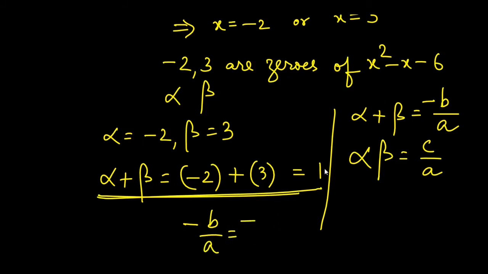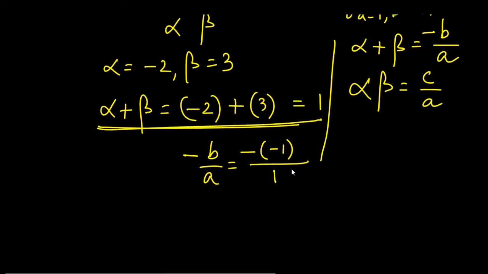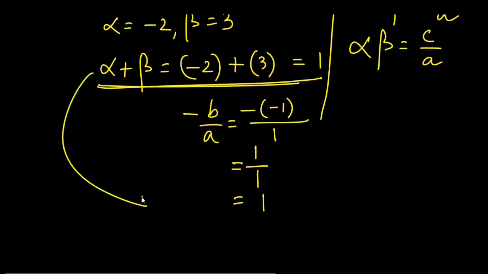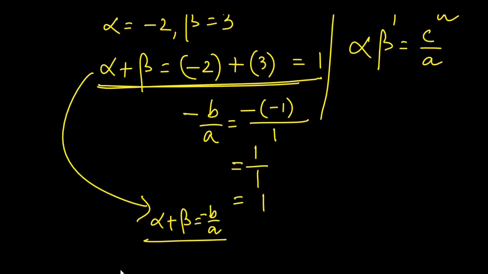Minus b here is minus 1. A is 1. C is minus 6. So minus of b by a, minus of minus 1 by 1, minus of minus 1 is 1, 1 by 1 is equal to 1. So here we are getting alpha plus beta is equal to minus b by a. We have verified this relation.